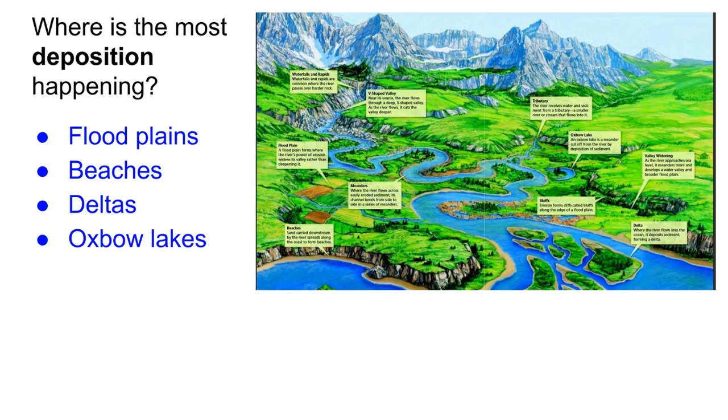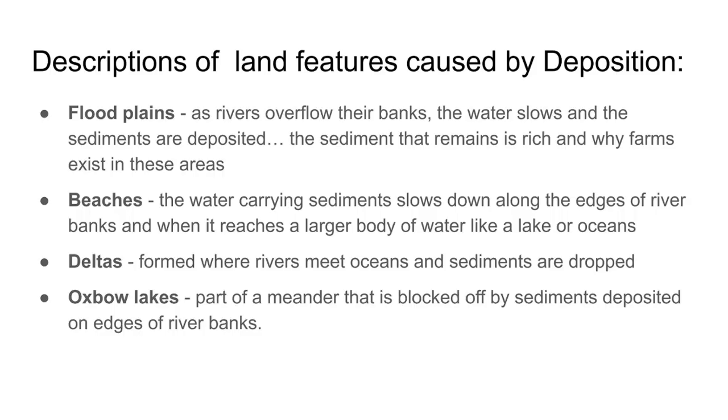Floodplains, beaches, deltas, and oxbow lakes, all in this image, are caused by deposition, or the depositing of sediments. And here are their descriptions.